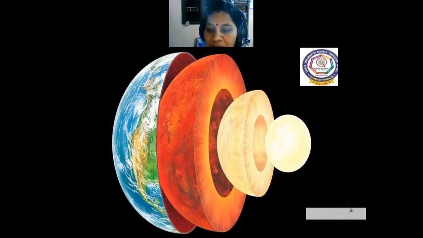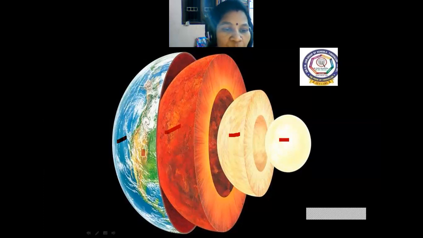See, what is this? Last lesson we studied about this. The inside of the earth we studied. This is crust, mantle, and this one is core. This is outer core and this is the inner core. This is the topmost layer of the earth. This one is called crust and this is mantle and this one is outer core and this is the inner core, the center of the earth.